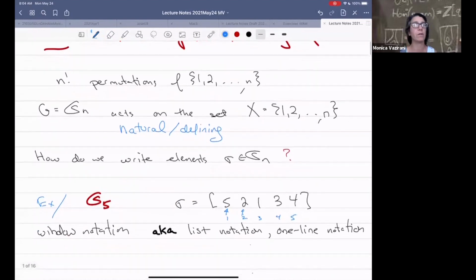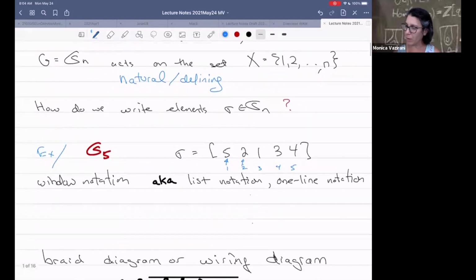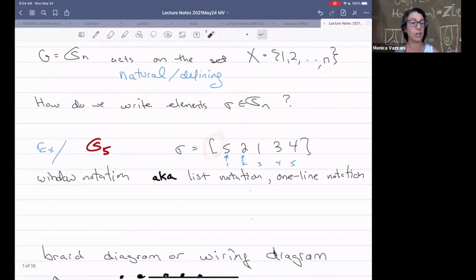This notation has different names. Some people call it window notation. Some people call it list notation or one-line notation. I will probably use all of them interchangeably, so forgive me for that. But I'll always try to put these brackets around it to denote this is the notation I'm using.